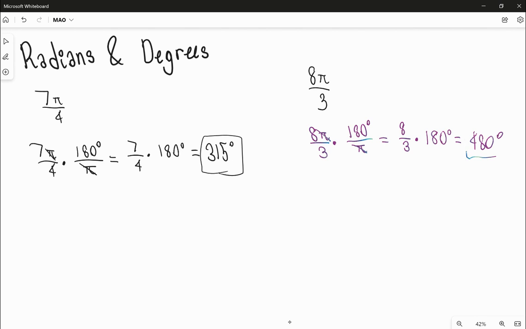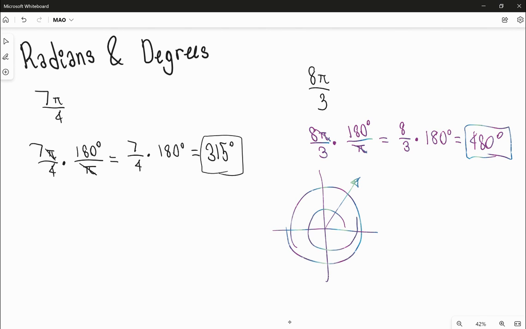Wait, that's bigger than 360, isn't it? That is because 2 pi is 6 pi over 3. 8 pi over 3 is bigger than 6 pi over 3. So that is going to give you a value that's bigger than 360. So essentially what it's doing is starting from here, going all the way around and then some.